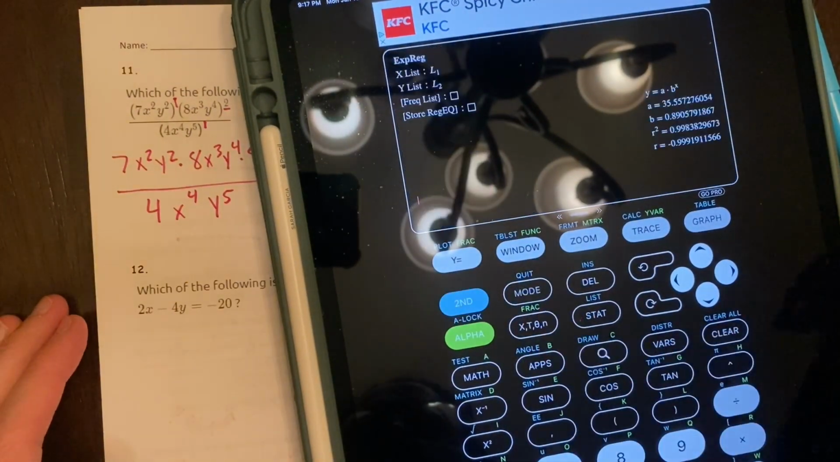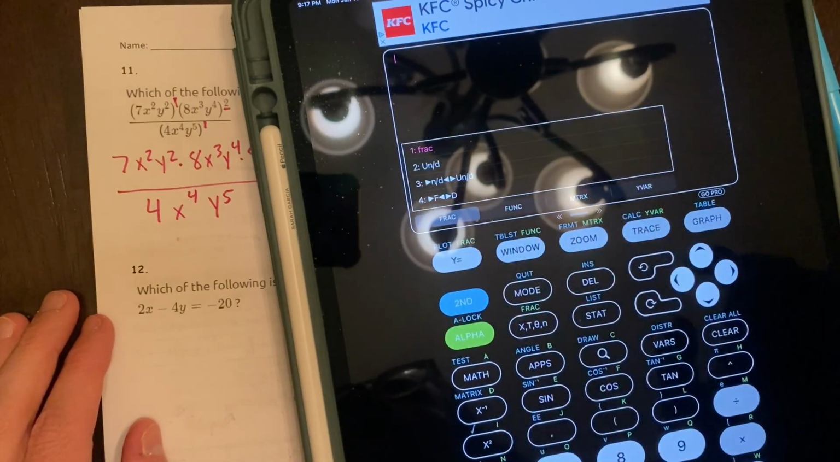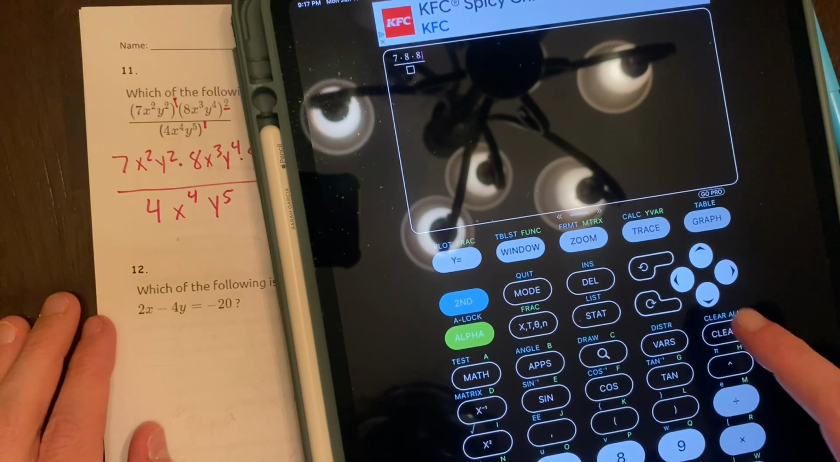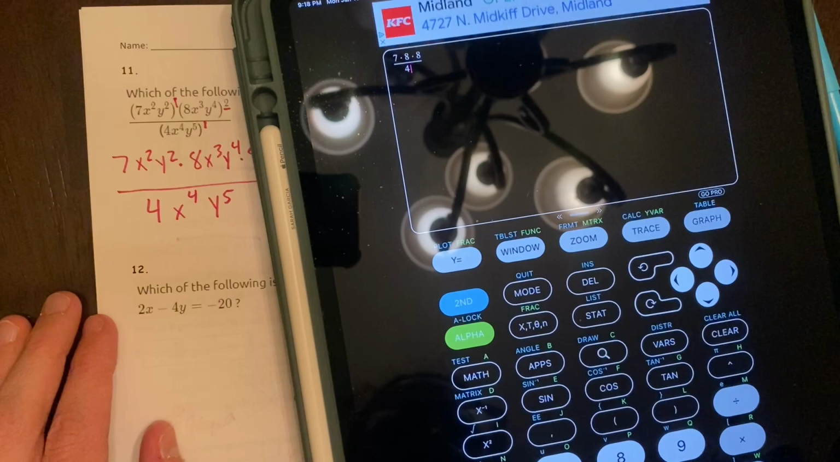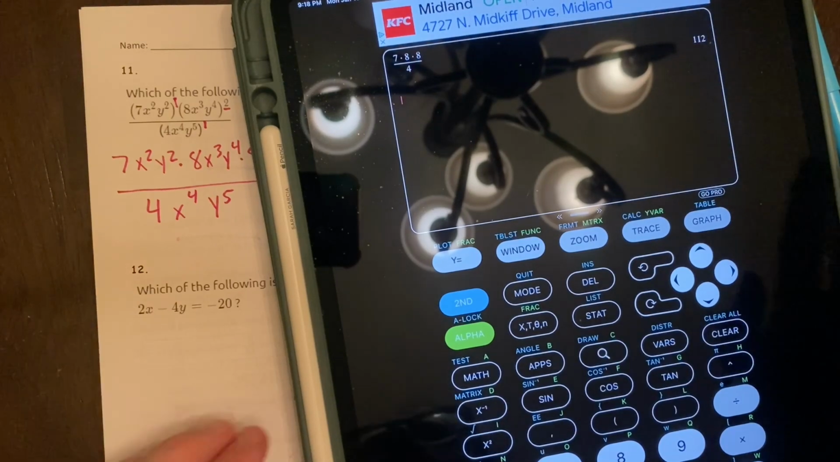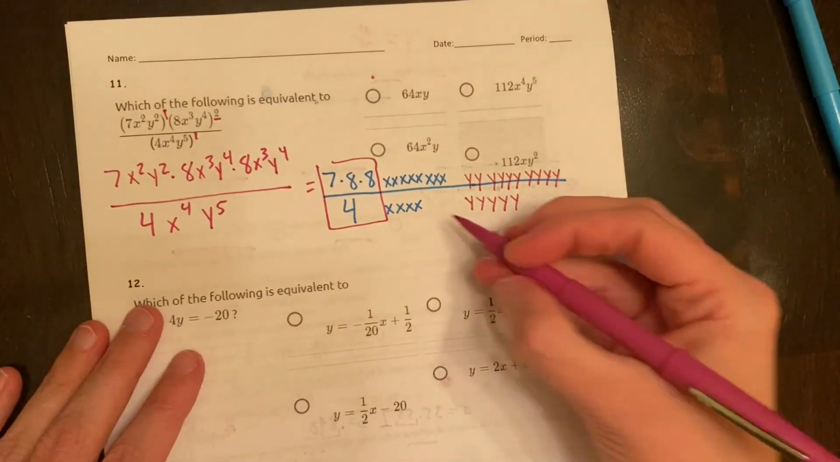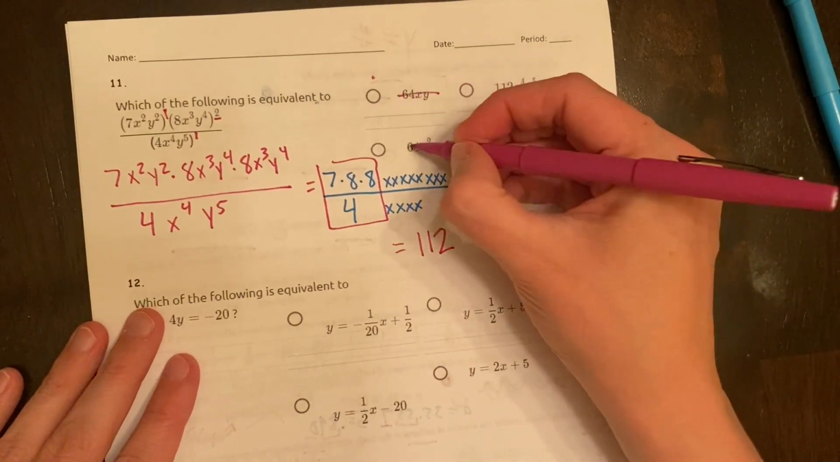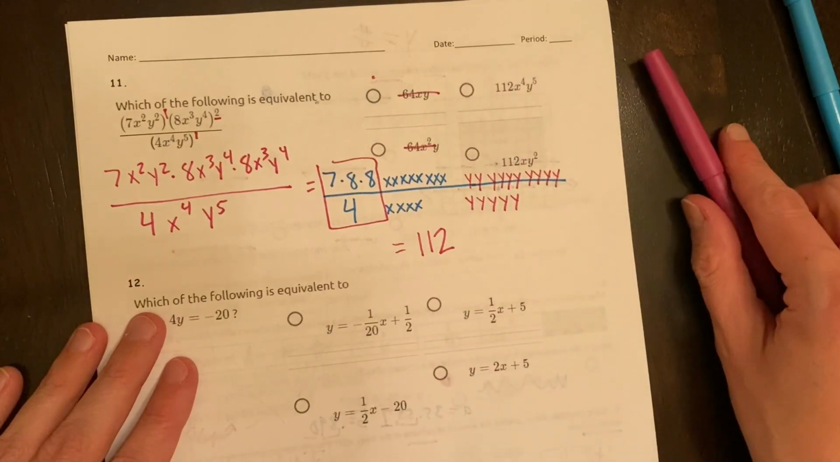So second quick, go to your home screen. Do alpha y equals 7 times 8 times 8. Make your life easy, guys. Type it in exactly the way you wrote it. 4 on the bottom. And that will get you 112. So right away, we know that the first number we need is 112. So this guy's crossed out, that guy's crossed out. Then it's going to be one of this option or that option.